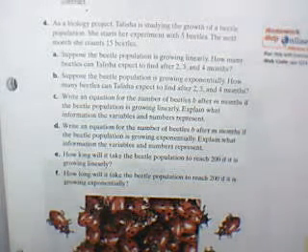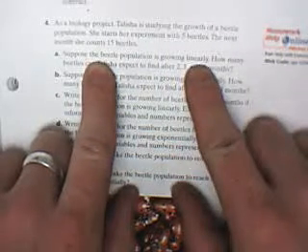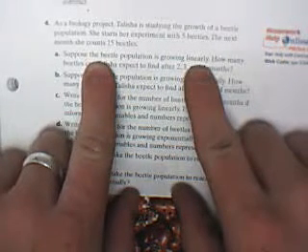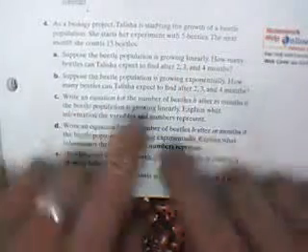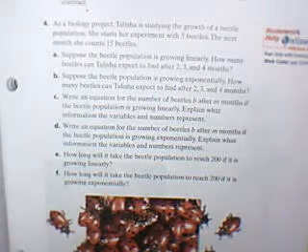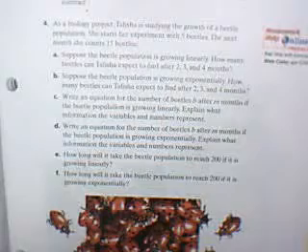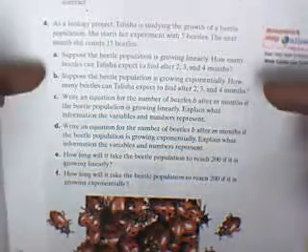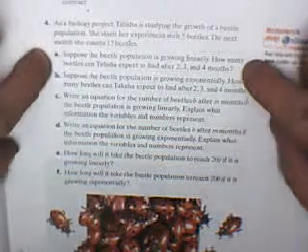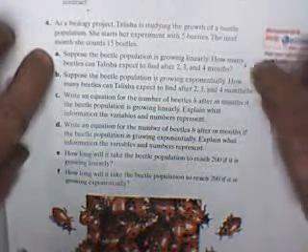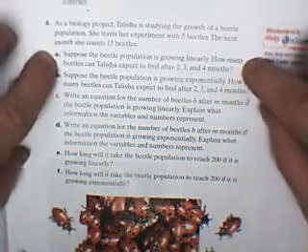So what A asks you to do is, suppose the beetle population is growing linearly. So imagine that it's a linear relationship. How many beetles can Talisha expect to find after 2, 3, and 4 months? So what I would recommend doing on part A is to make a table showing months 0, 1, 2, 3, and 4 as if it was a linear relationship.